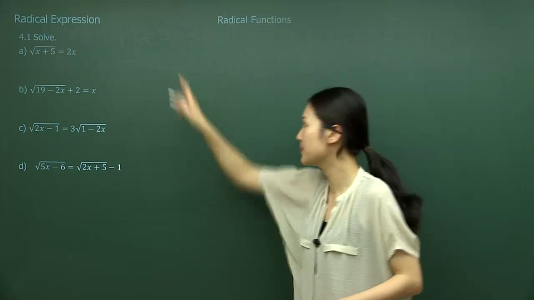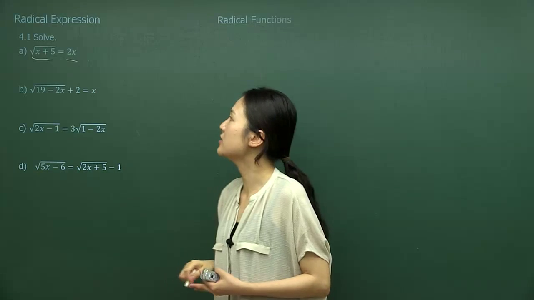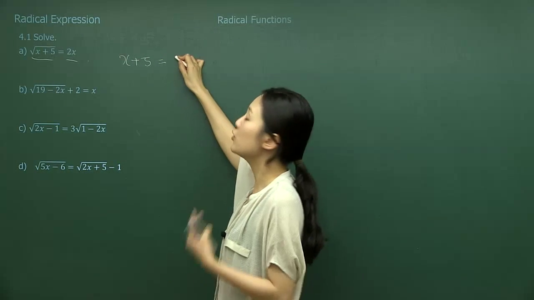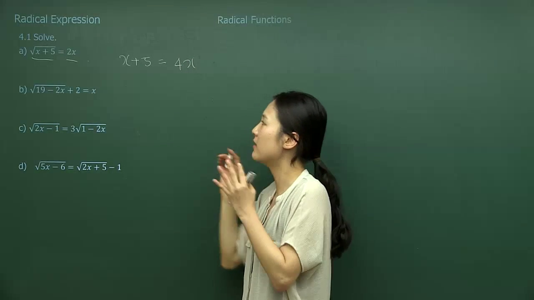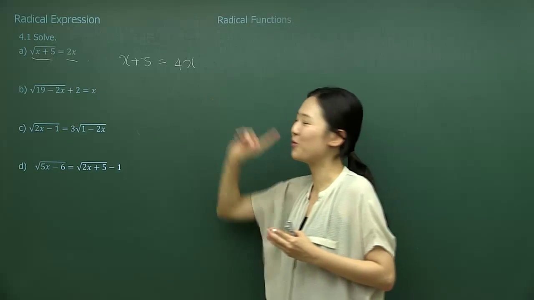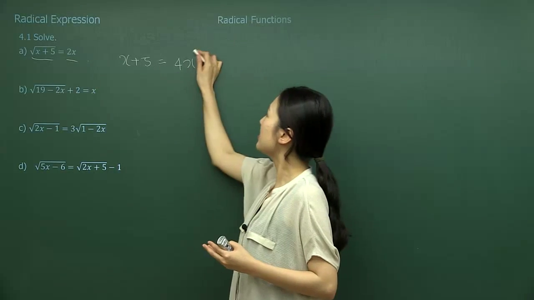First, when you square each side of question A, you will be getting x plus 5 and 2x squared. Guys, whenever students square a term with a coefficient in it, they do forget to square the coefficient part. Please watch out for that. So 4x squared is what you get.